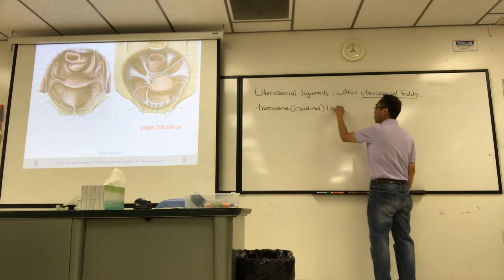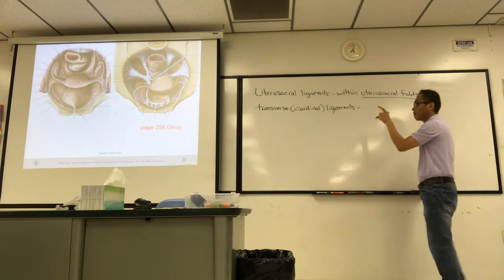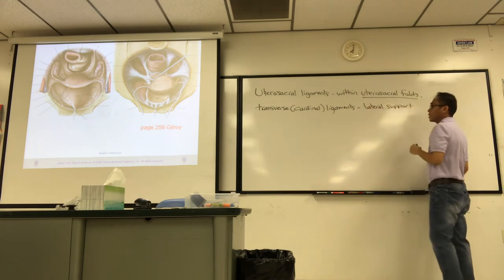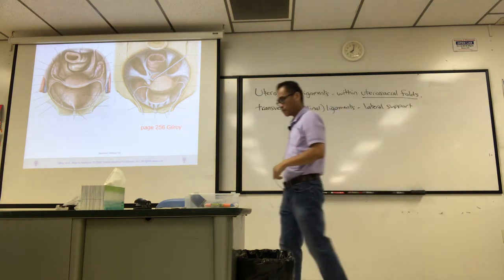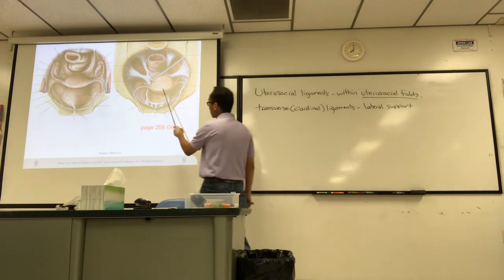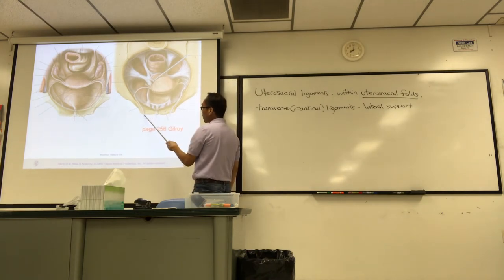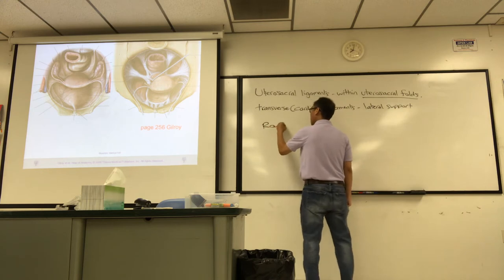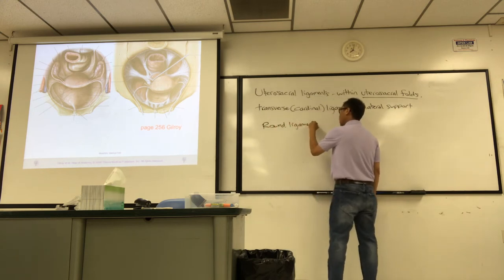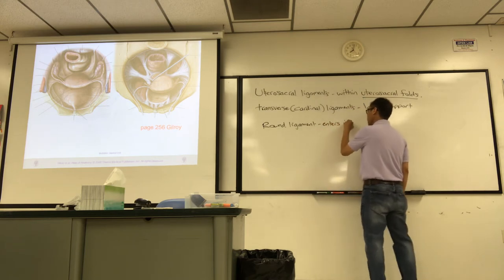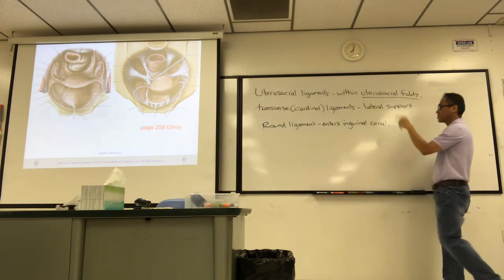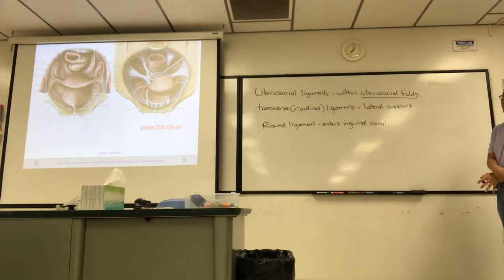Cardinal is an alternate name. So these are providing a lateral support for the uterus. And then there's a ligament that attaches to the uterus, and it goes forward into the female inguinal canal, and that's the round ligament. Okay, it's going to attach somewhere in the labia. Now, this is like the spermatic cord in males. In females, it's just a ligament.